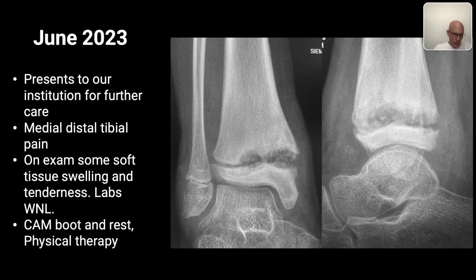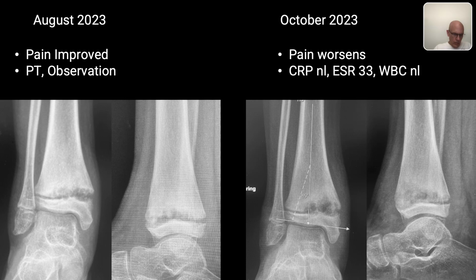New slide. So then presented, referred for another opinion with these x-rays and having some inflammation and swelling in the area and tenderness to palpation and some inflammation over the posterior tibialis tendon. So treated with a cam boot, rest, symptoms improved. New slide. So that was 5 months after the initial presentation. And then, so the patient was doing well for a period of time.